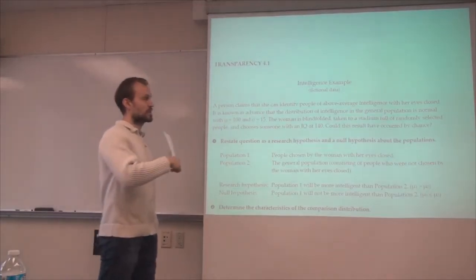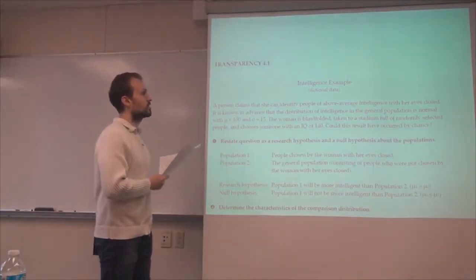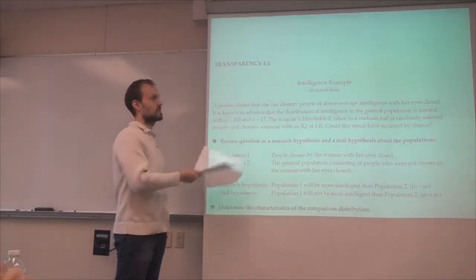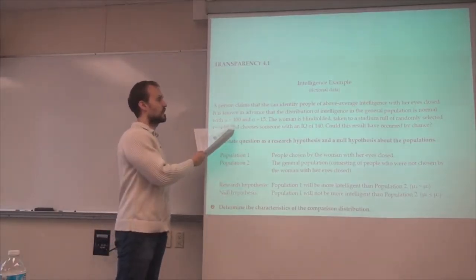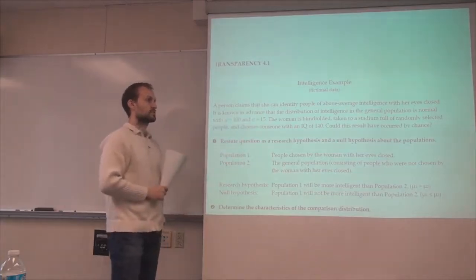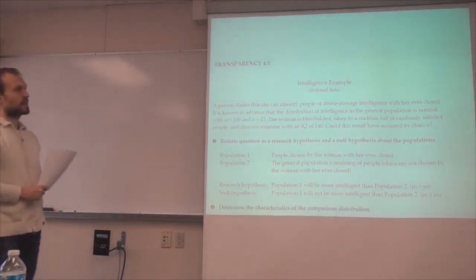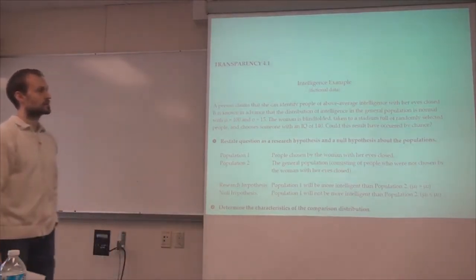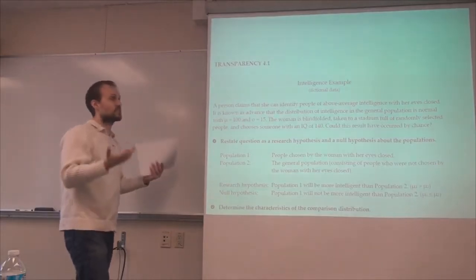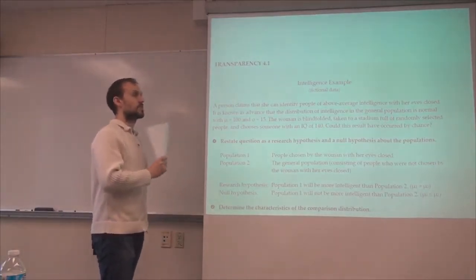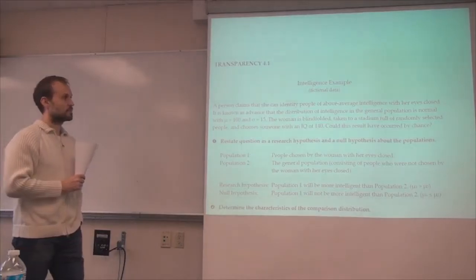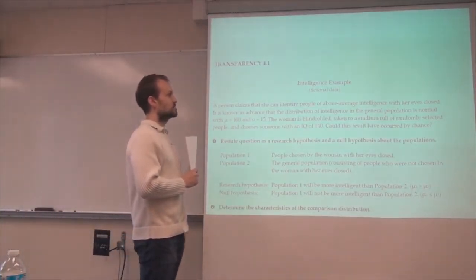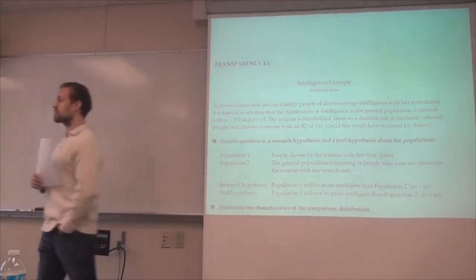Now, I'm looking at the population of all people, and I know that when it comes to their intelligence, measured by using IQ scores, the average IQ score of people in my population is 100, standard deviation is 15. So now the woman's blindfolded, taken to a stadium full of people, so a very large group of people, as if it's the whole population. And she randomly selects one person, that'll be the sample, and she chooses someone with an IQ of 140.